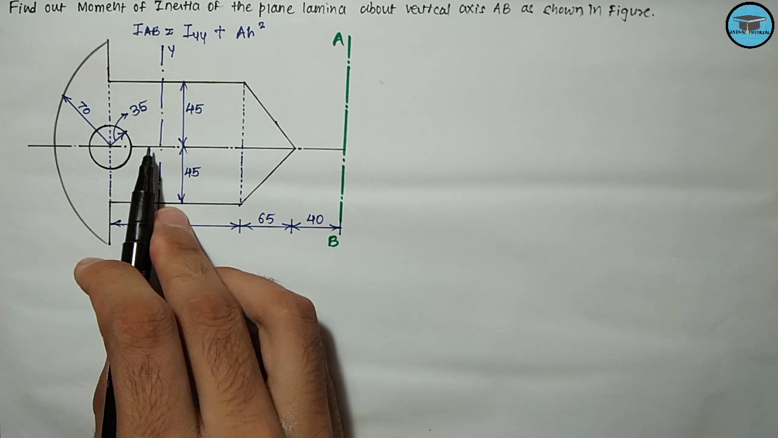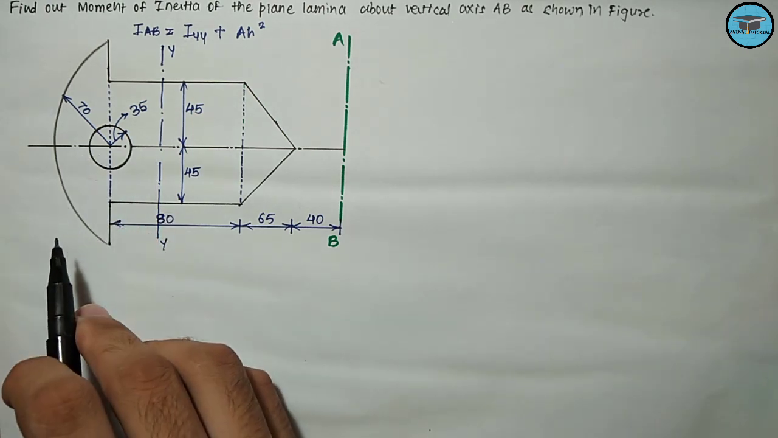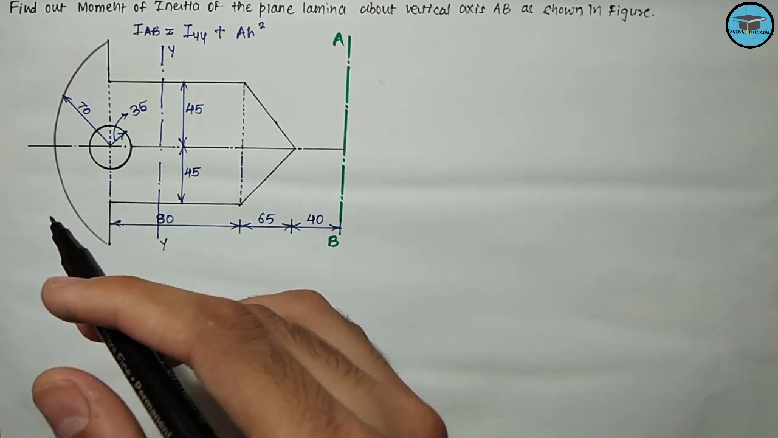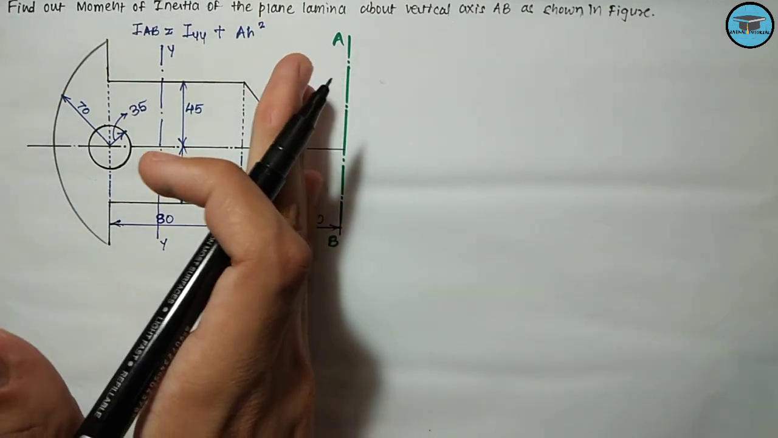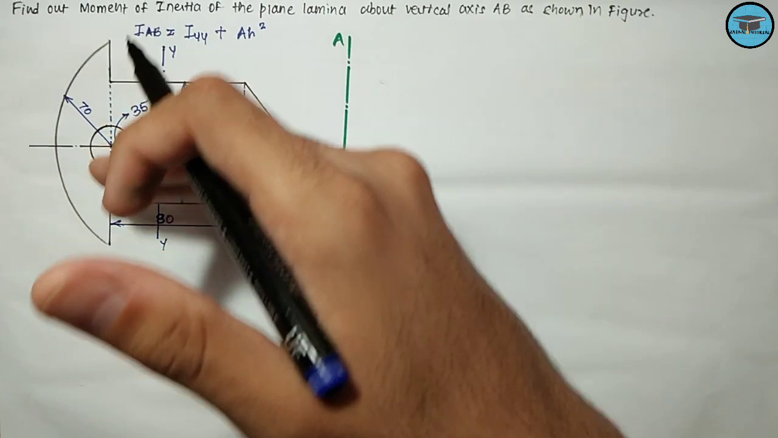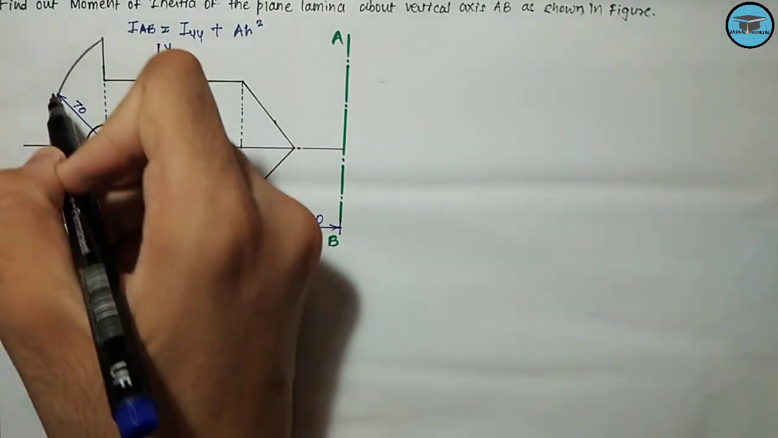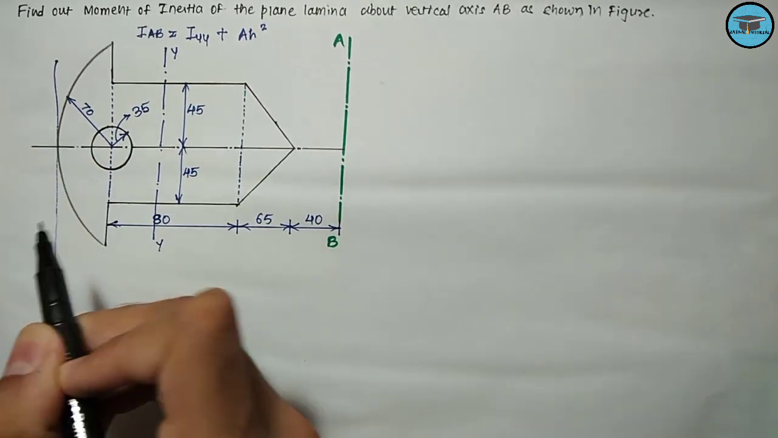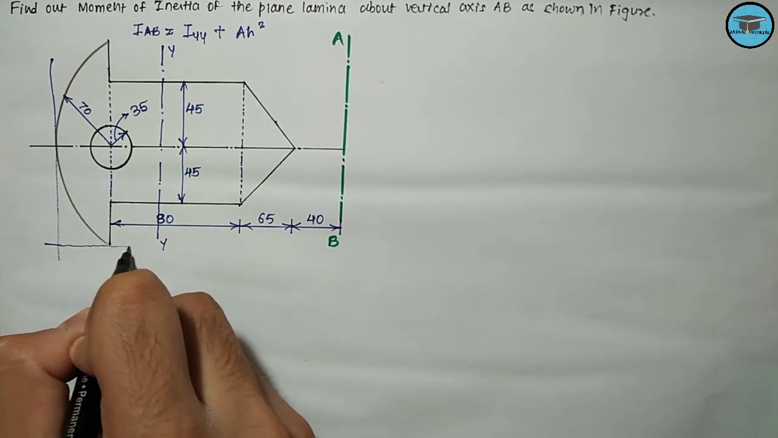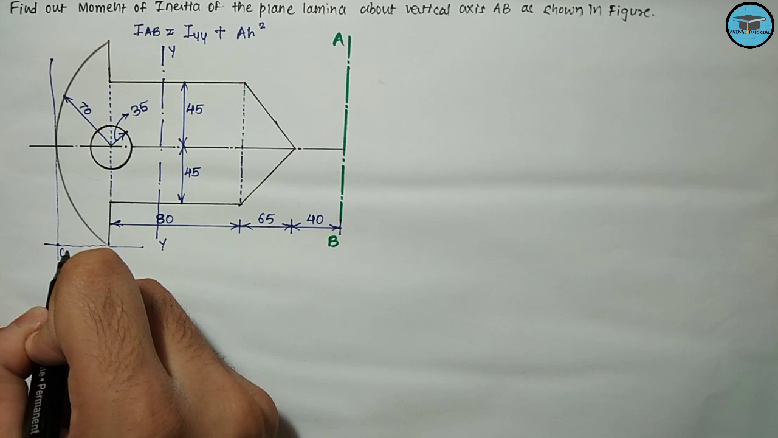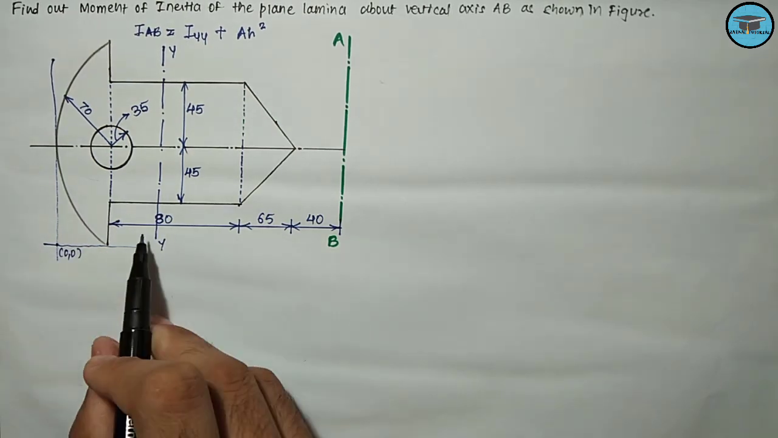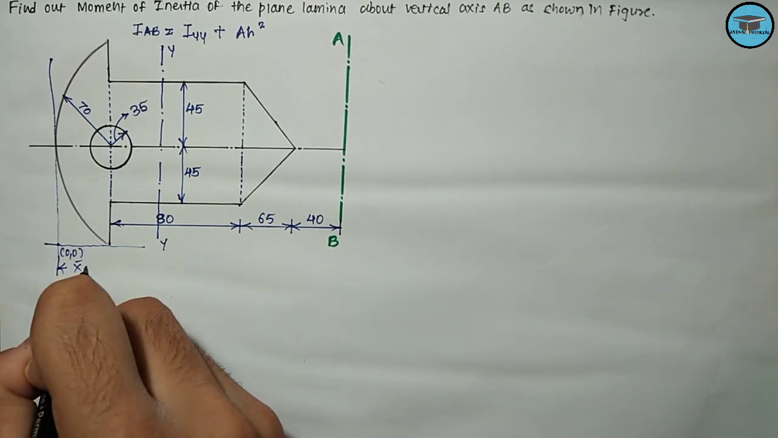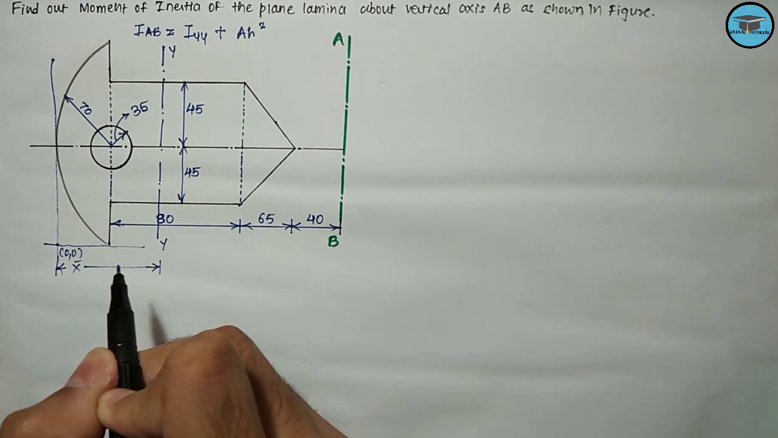So we need to determine the origin. We consider the origin at the leftmost and the bottommost point of the plane lamina. Here the leftmost point is this and the bottommost is this, so somewhere here will be the origin. This is considered as the origin for this case, and the axis YY, which passes through the centroid, lies at a distance of x bar from the origin.